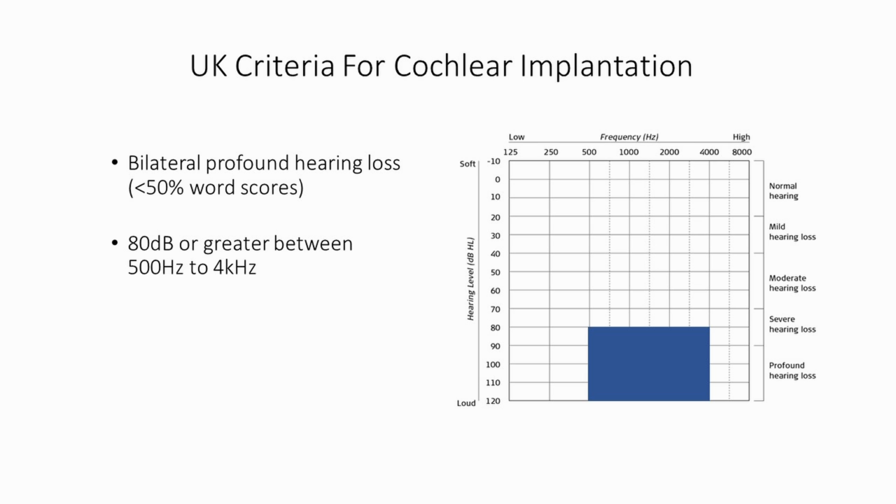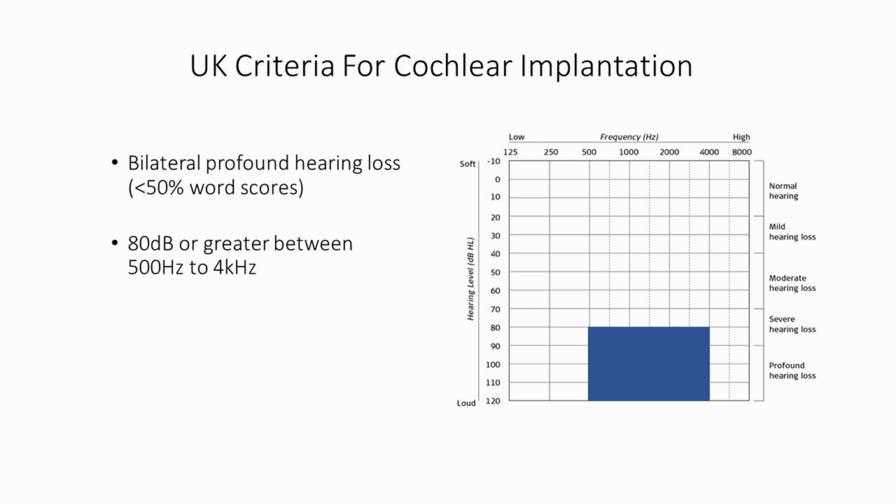And this is the UK's criteria for cochlear implantation. So anybody that has hearing below 80 decibels in this sort of mid range is a candidate for cochlear implantation in the UK, although in NF2 we are able to kind of stretch that because the funding streams are slightly different.